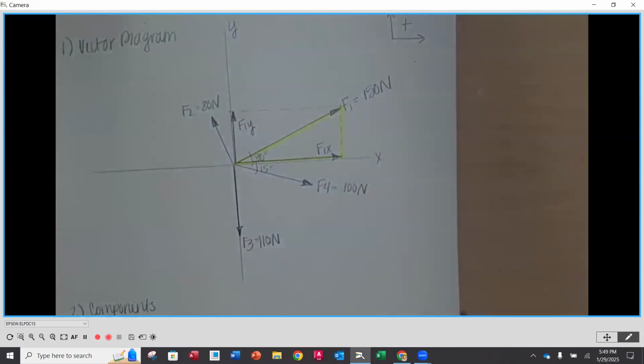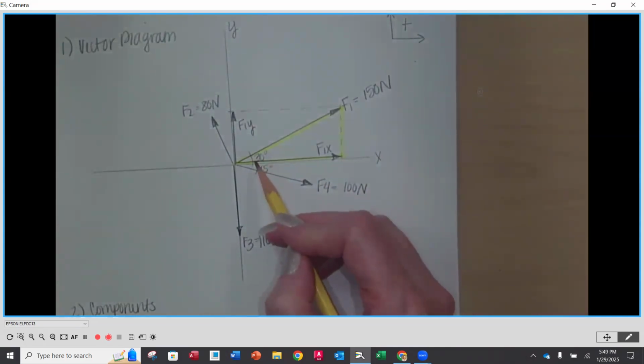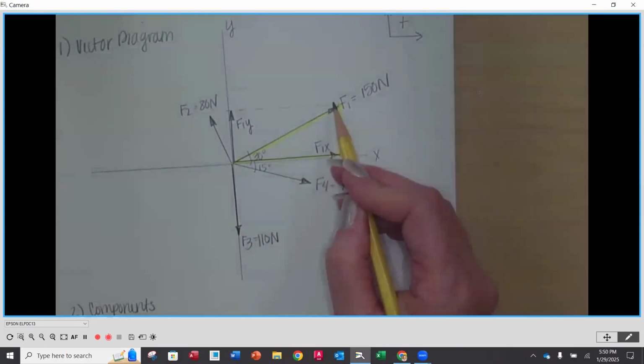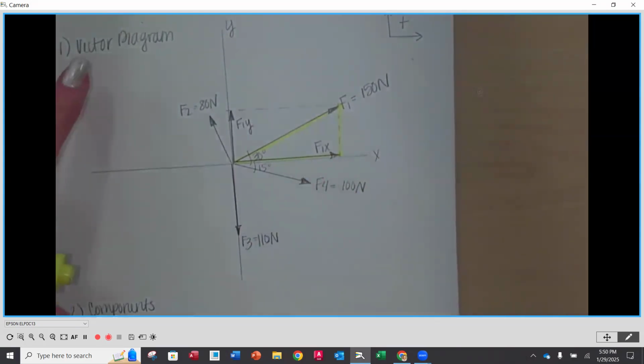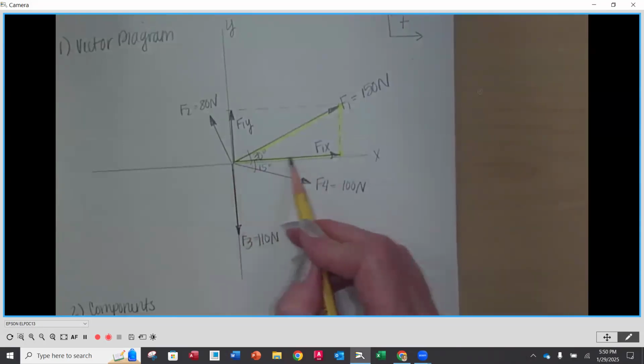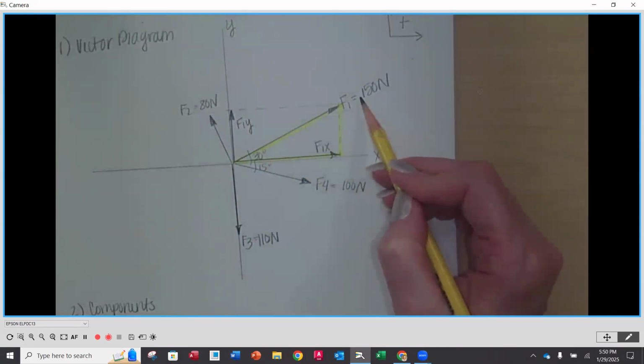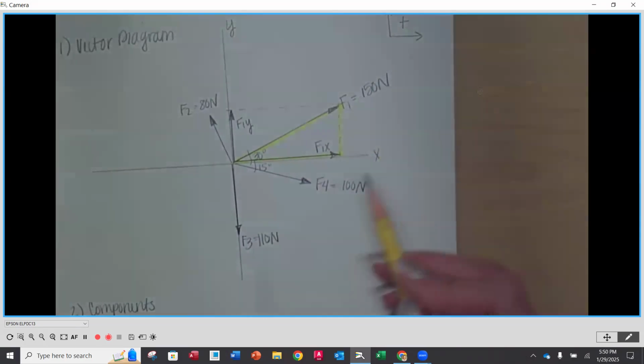So as we look here, you can see that we know the angle, 30. And we need to find the magnitude of F1X and F1Y. Let's start with F1X. F1X is the side adjacent to the 30 degrees, and we know the magnitude of the hypotenuse here, F1. So which trig function, sine, cosine, or tangent, is going to help me find F1X? Cosine. Yes, absolutely.